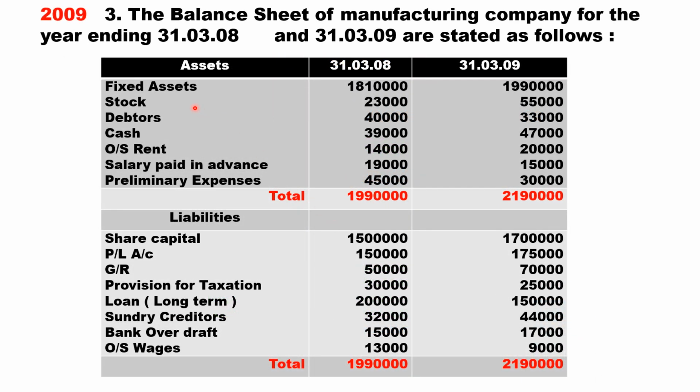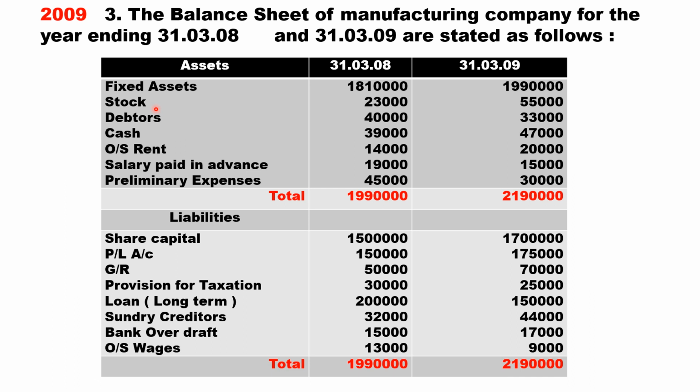So, 2009 question paper. The balance sheet of a manufacturing company for the year ended 31/3/2008 and 9 are stated as follows. Fixed asset: there was a change in the fixed asset compared to last year and the current year. The reason is there is an adjustment related to fixed assets, so you need to prepare fixed asset account.